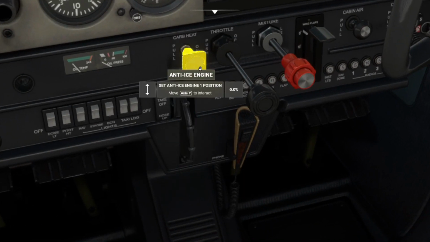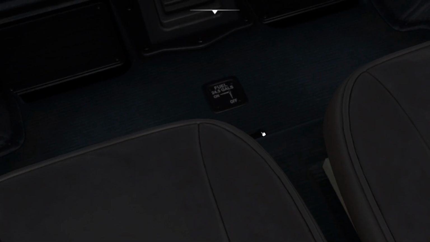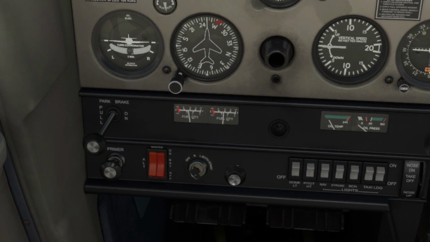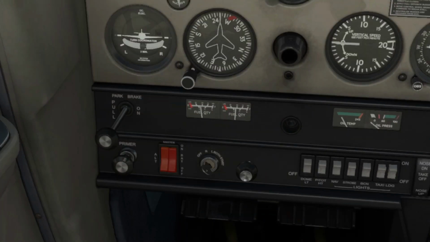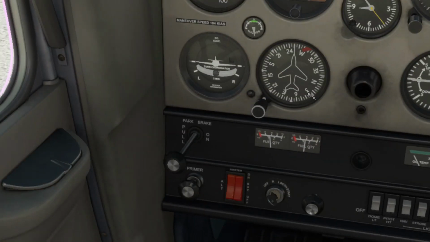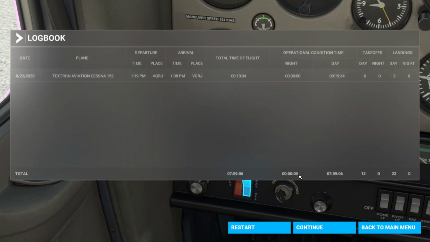The carburetor heat, we can keep it there. That's the way it was. We can turn off the fuel valve. And now we turn off the battery power to the aircraft, both of the switches, and we are good. Everything else is set. The battery should be off, and we are done. There it is. We have to turn off both battery switches, but the simulator doesn't allow me.